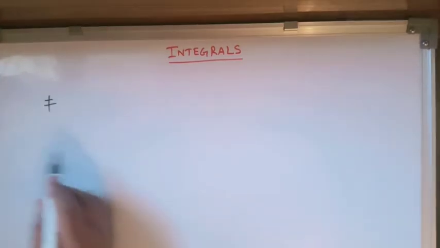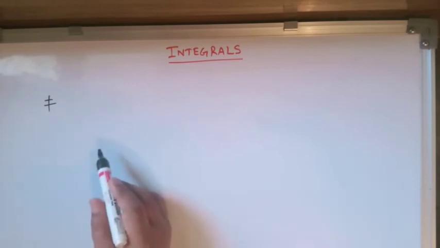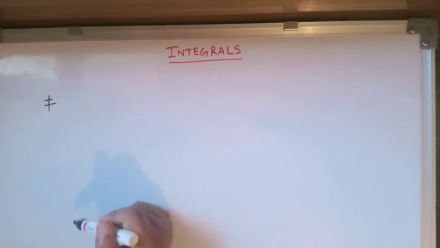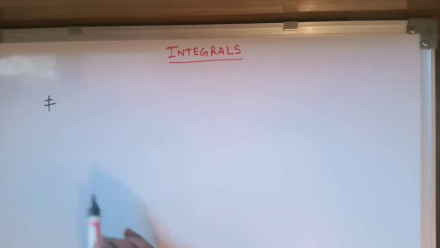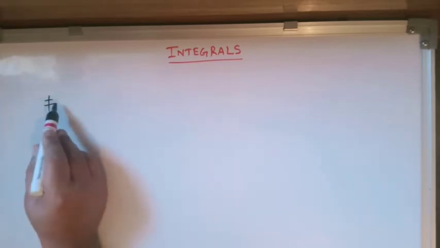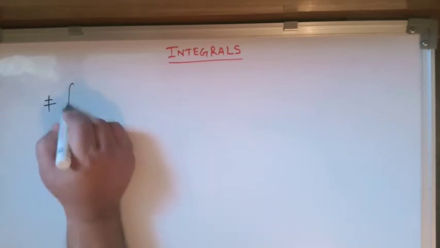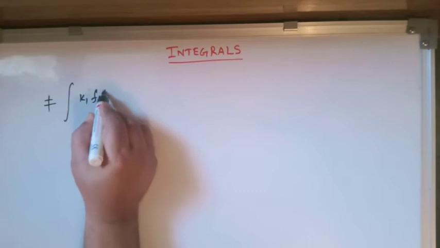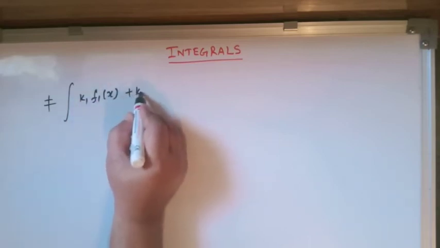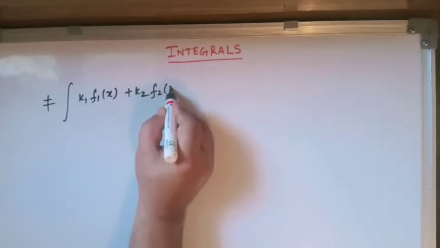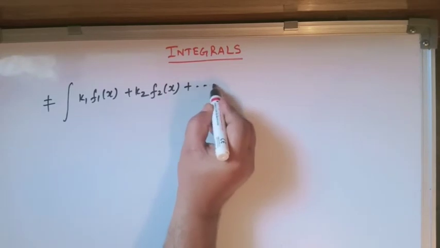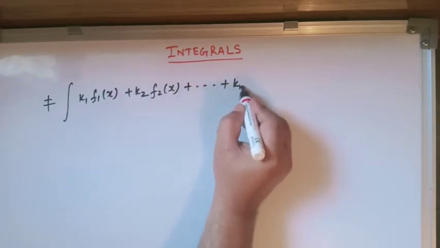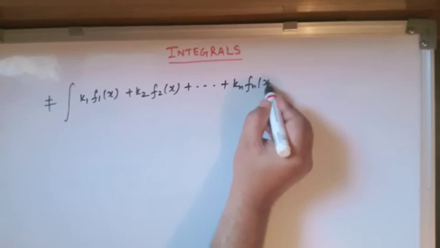Now viewers, the last two properties which we have just discussed can be summarized in this single property. If we have the indefinite integral of k1 f1 of x plus k2 f2 of x and so on, say we have kn fn of x. Clear?